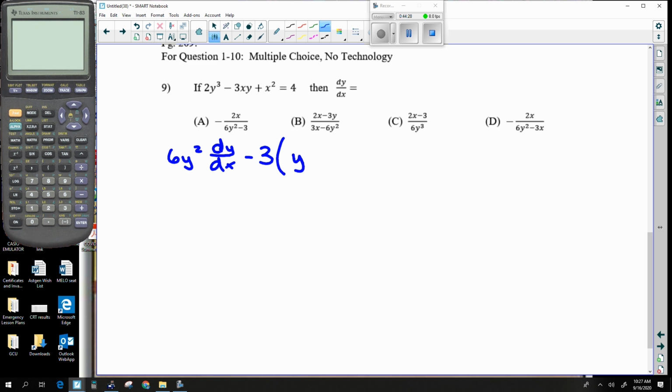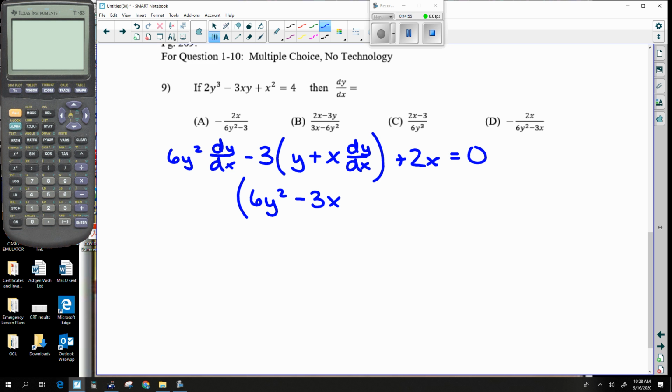So the derivative of x plus the derivative of y. Again, notice how I create that in its own parentheses. I take out the 3. Plus 2x is equal to 0. Save all the dy/dx's, move everything else. So that is 6y squared minus 3x, move everything else. So that will be a positive 3y and a negative 2x.